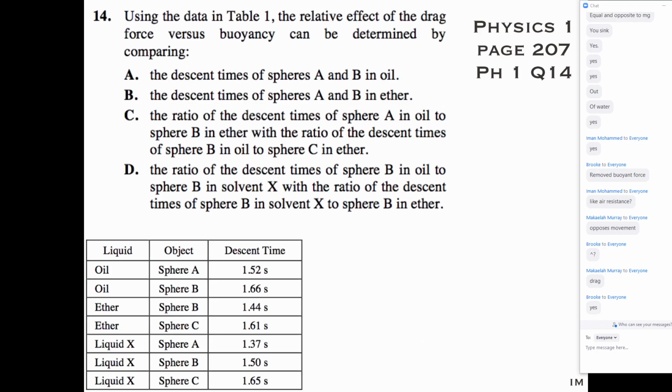Okay, so in this case, we want to figure out the effects of drag and buoyancy. So the key thing in this passage, do they tell me anything about the relative densities and size of A, B, and C? And I'm going to count on your help because, again, I'm that old person who should have bought glasses years ago, but I'm refusing.